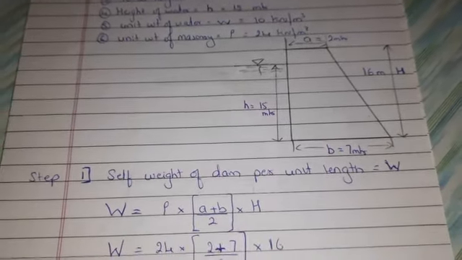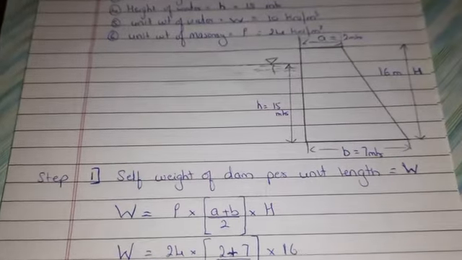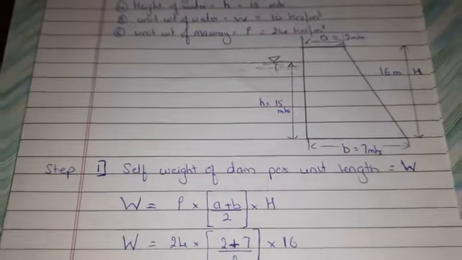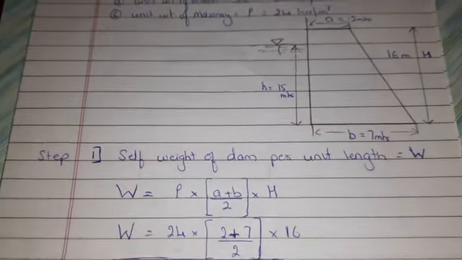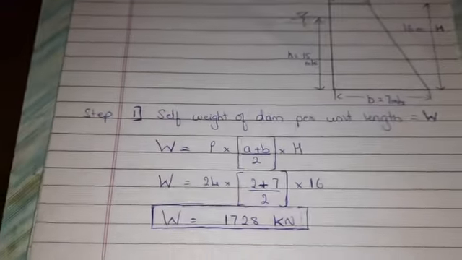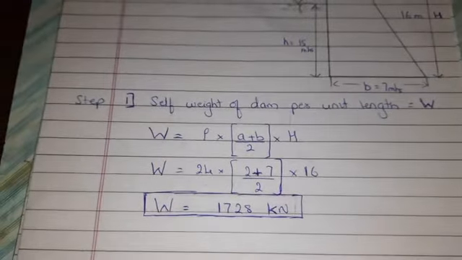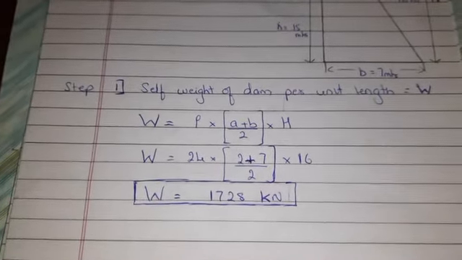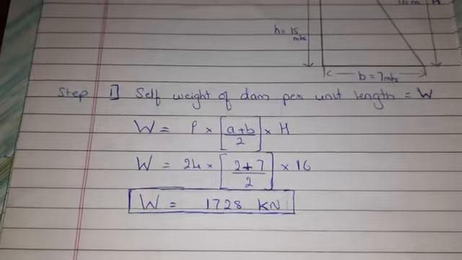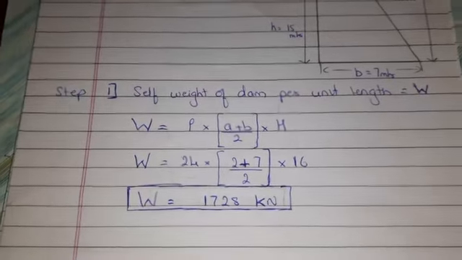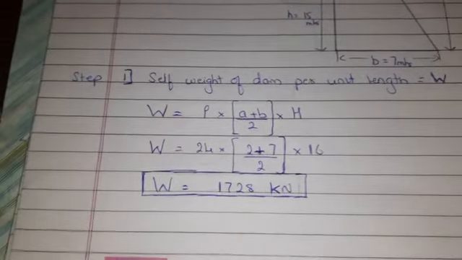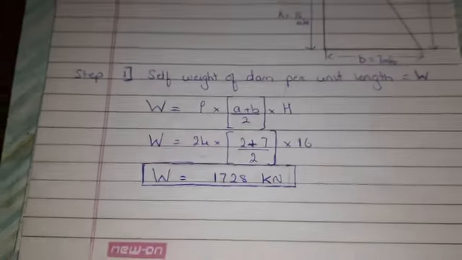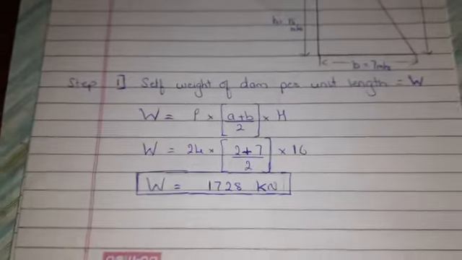Here you should not confuse between capital H and small h. Capital H is total height of the dam, and small h is height of water stored in the dam. Be specific with the notations, where you have to use capital W, where you have to use small w, where you have to use capital H, and where you have to use small h. You have to be very specific with these notations, else the entire problem will be wrong.